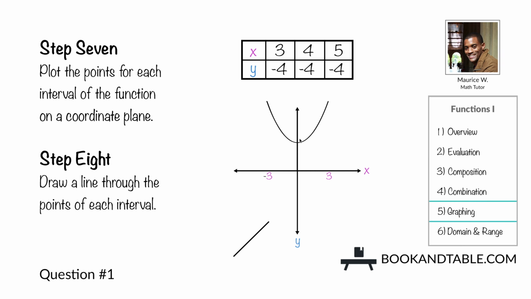And now for the third interval, the first point is 3, negative 4. The second point is 4, negative 4. And the third point is 5, negative 4. And now we can sketch the third interval of this piecewise function by drawing a line through the points. And now we can complete this sketch by adding these circles to the ends of each interval.